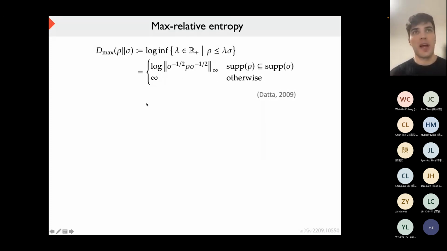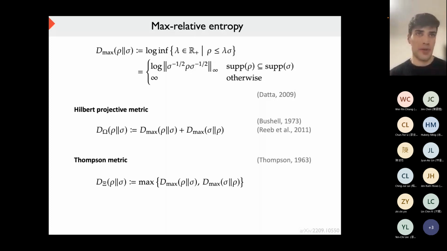But okay, this quantity gives rise to two different metrics on the space of positive operators, at least. One is the Hilbert projective metric, which we denote as d omega, and this is just the sum of d max of rho versus sigma plus d max of sigma versus rho. So it's a symmetrized version of d max. And the Thomson metric is denoted like this, and this is the maximum of the two. So instead of summing up, we take the largest of d max of rho versus sigma and sigma versus rho.